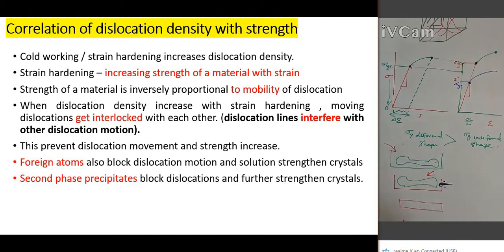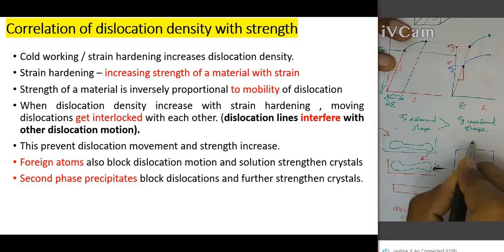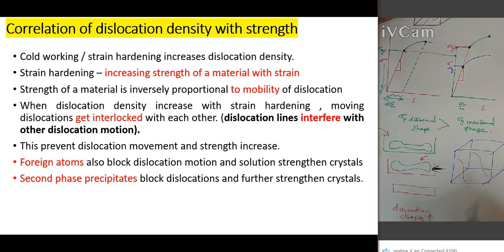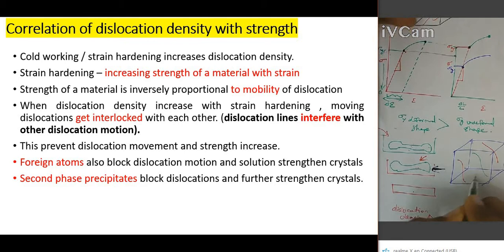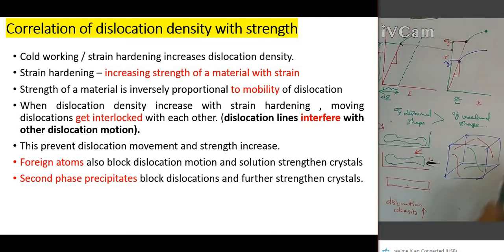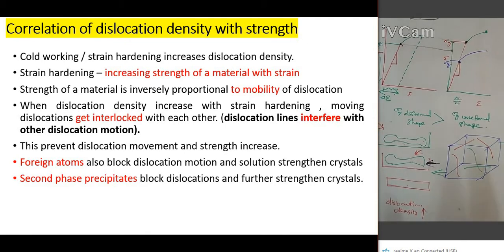That means, for a particular material, for example, I am taking a unit volume of material, and here we have a number of dislocations. There are a number of dislocations inside this material. And when I apply an external shear force on this body, what happens? The dislocation tries to move by gliding, climbing, cross slip, etc. And this dislocation tries to move from the interior portion to the surface.